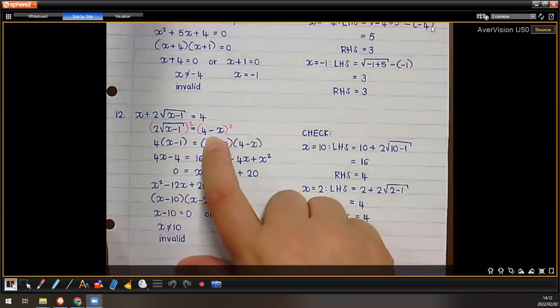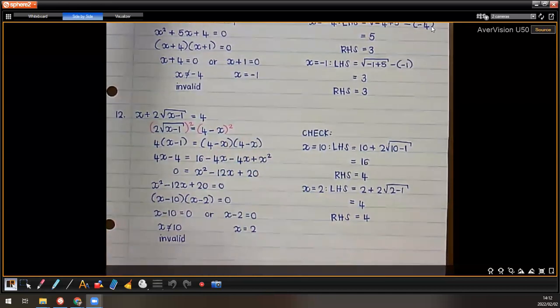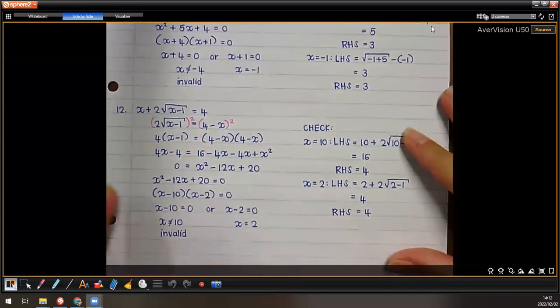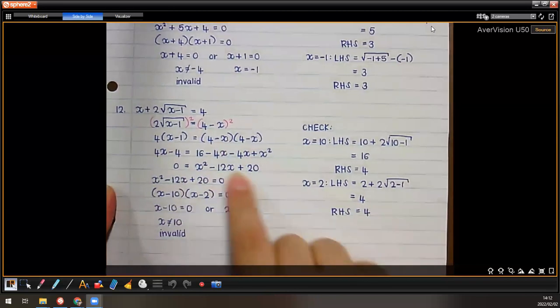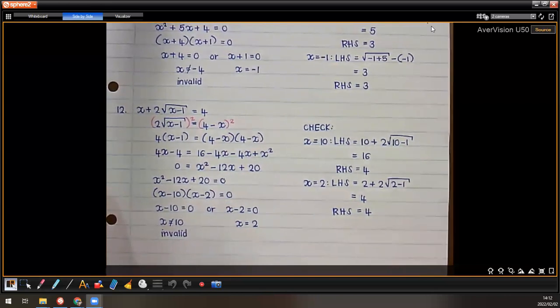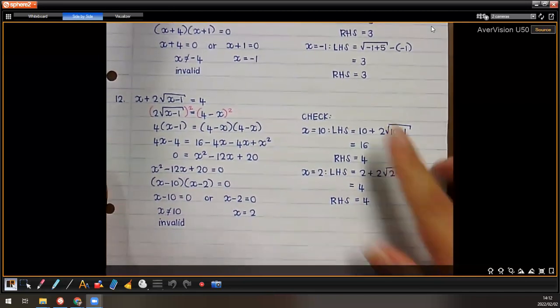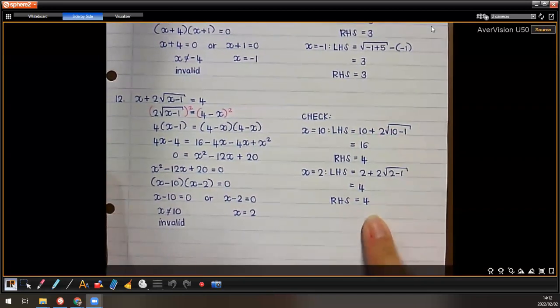And for the next one, 4 minus x squared, you write the bracket next to the other one, the bracket multiplied by itself. You FOIL out and collect like terms. Then for this one again, I factorized, but guys, it's perfectly fine to use the quadratic formula with the same answer or answers. And then you can see again, I did my check on the side. 10 did not work, so that one is invalid, but 2 did work. So that one is the answer.